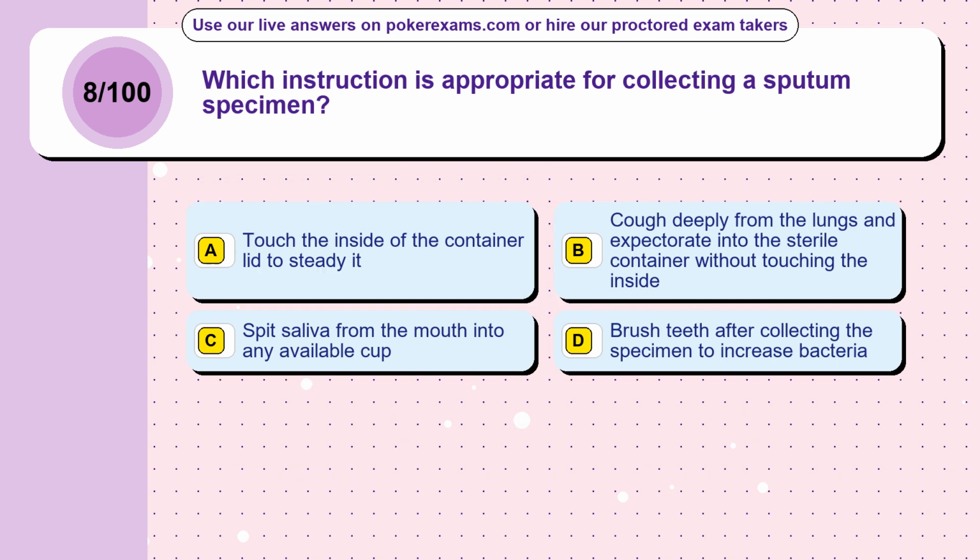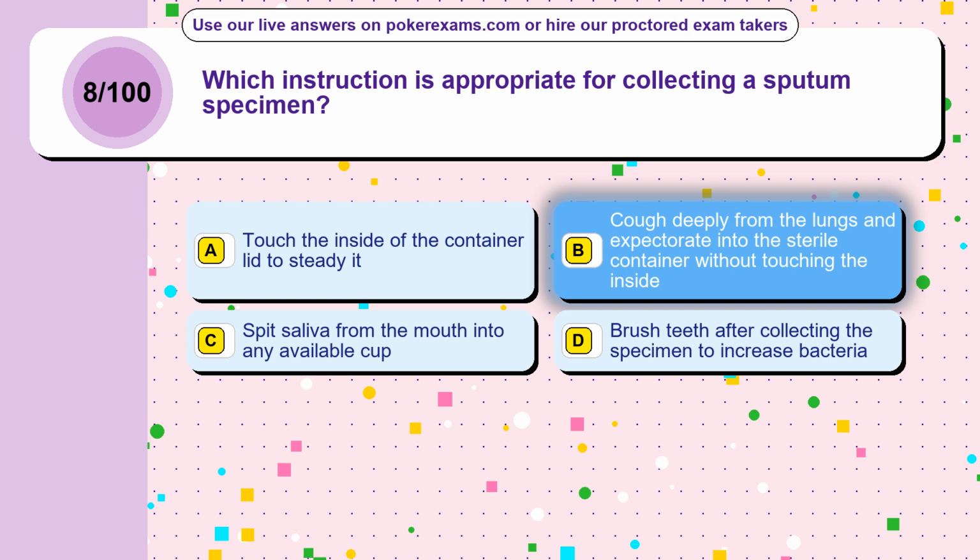Question 8. Which instruction is appropriate for collecting a sputum specimen? Option A, touch the inside of the container lid to steady it. Option B, cough deeply from the lungs and expectorate into the sterile container without touching the inside. Option C, spit saliva from the mouth into any available cup. Option D, brush teeth after collecting the specimen to increase bacteria. The correct answer is option B.